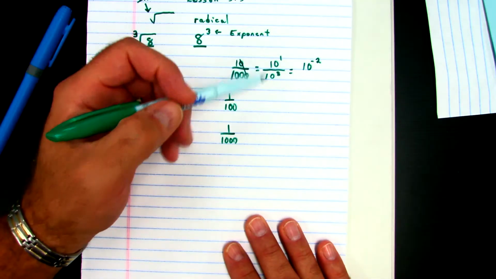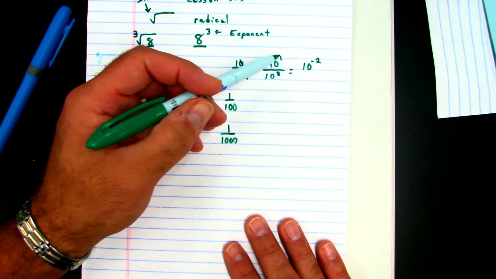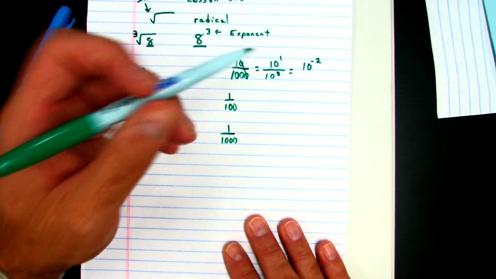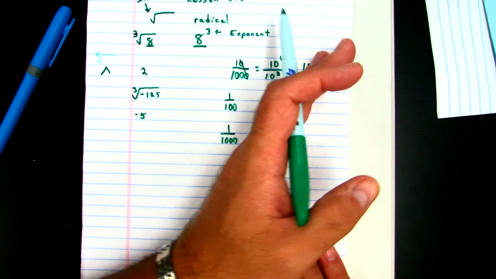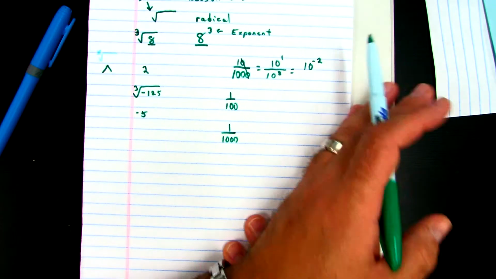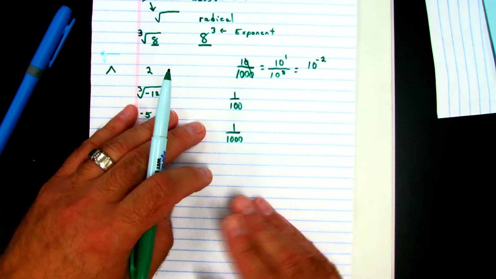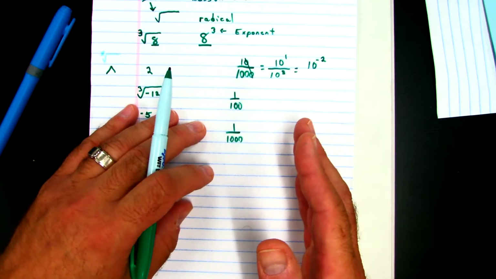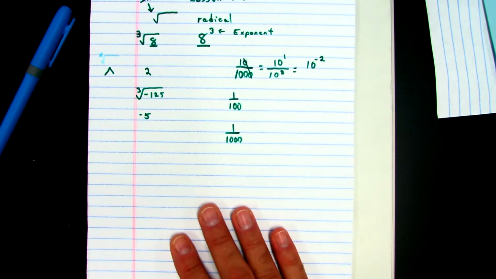So when I'm dividing with a like base, I subtract exponents. If I know that when I'm dividing with a like base, I subtract the exponents, you also should be able to write the second rule, where everything is reversed. So when I multiply with a like base, I add exponents.